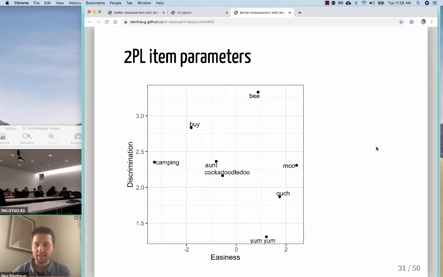We shouldn't over-index on these. All of these discriminations are pretty high. Think of any time the discrimination is at least 1, it's decently high. 2 is really good, and B is super, super high. So the fact that B is so much higher, I don't know, I don't have great intuition for child language development to map that onto why B is way better than yum yum.